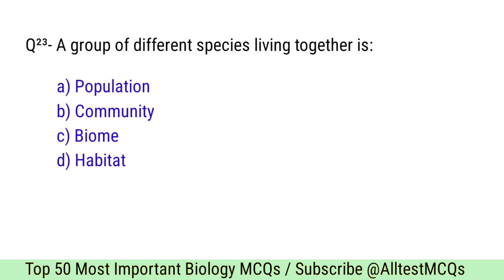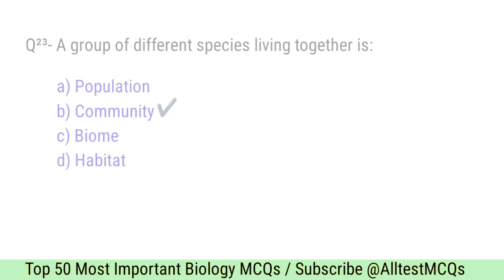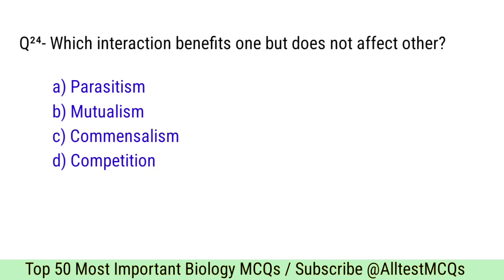Question number 23. A group of different species living together is? Right option is B. Community. Question number 24. Which interaction benefits one but does not affect other? Correct option is C. Commensalism.